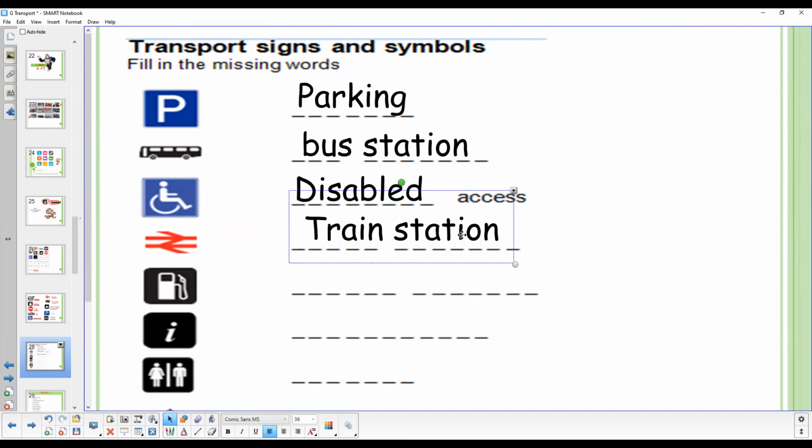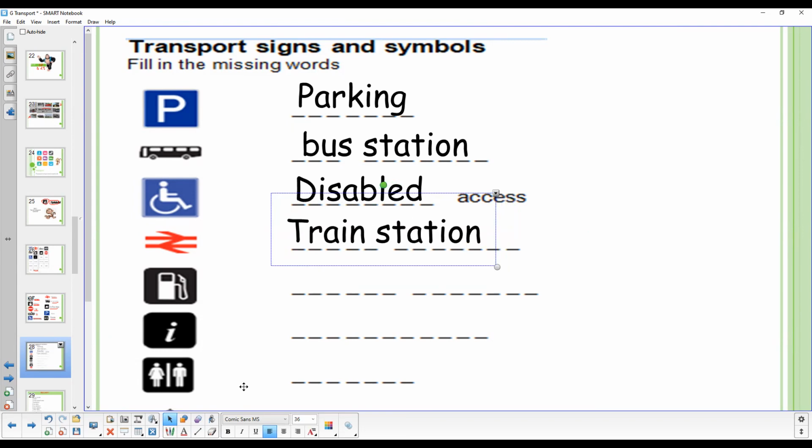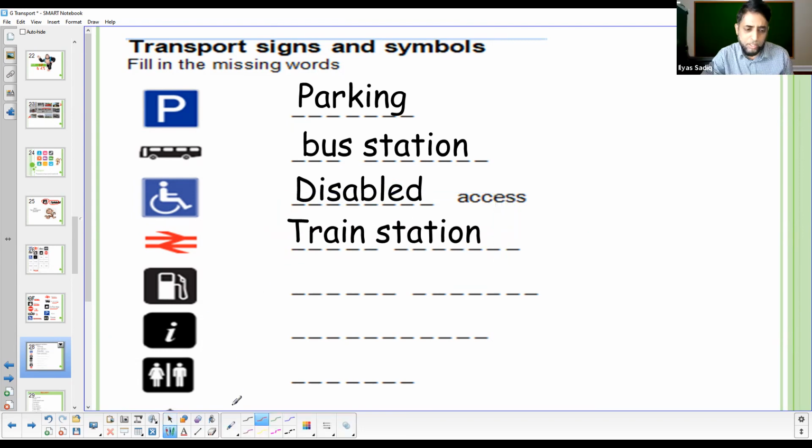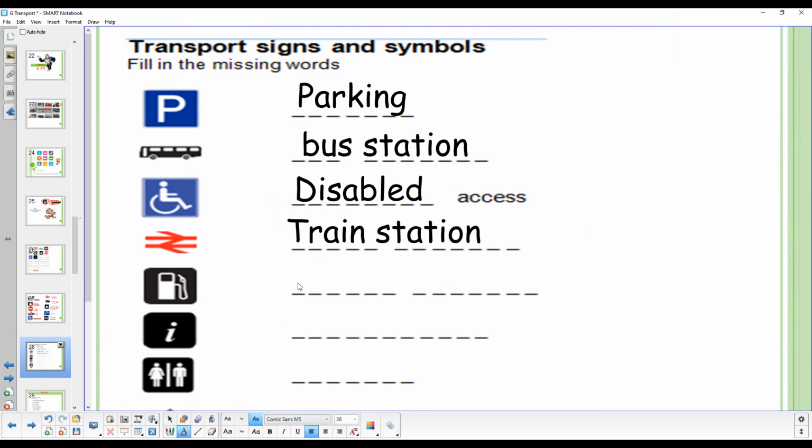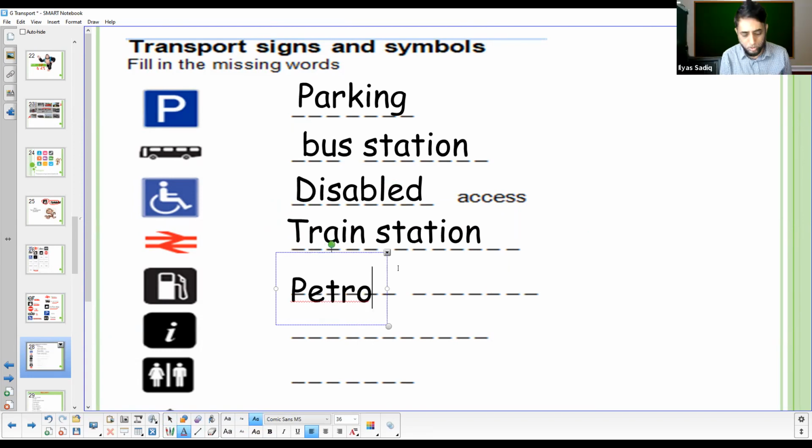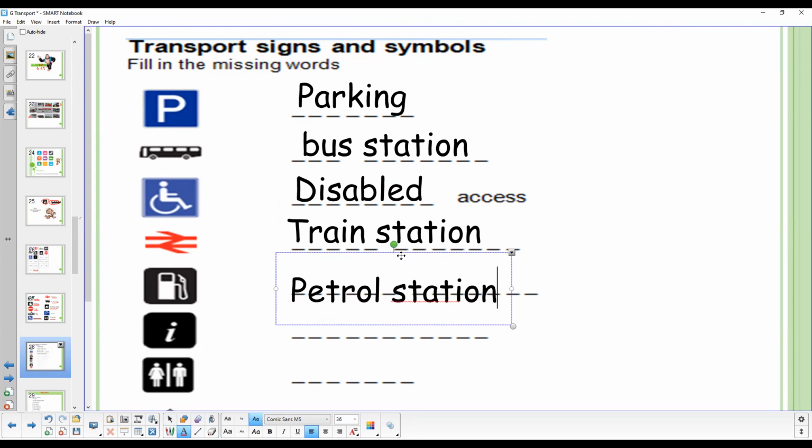Petrol station. So petrol station. Yeah, so what sound comes in the beginning? Petrol. Pet. Petrol station. Station, S-T-A-T-I-O-N, station.